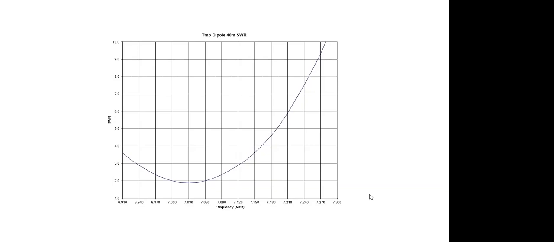I'm a CW operator, so let's look at the CW portion of the band. The standing wave ratio is 2:1 or less in the CW portion of the 40 meter band. This is acceptable. It's a lot better than 16:1. I replaced the 20-year-old Belden 9913 coax with LMR 400 coax.